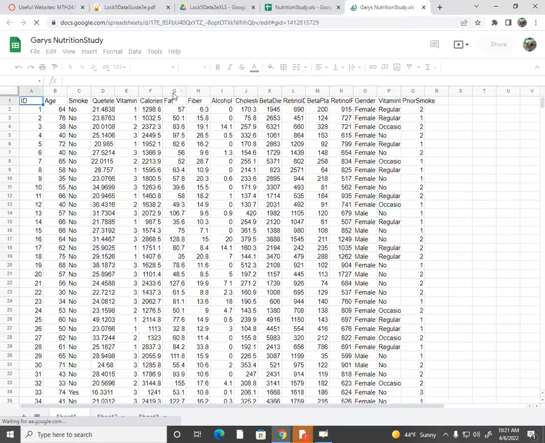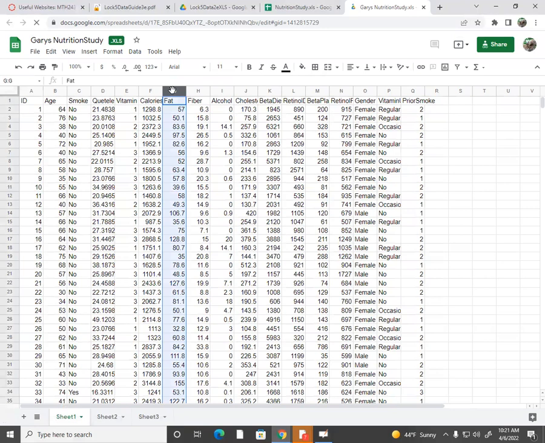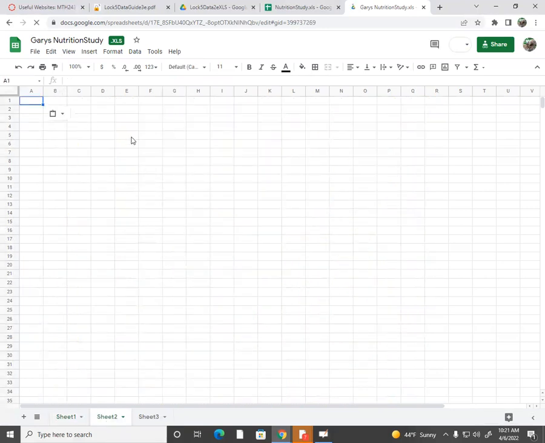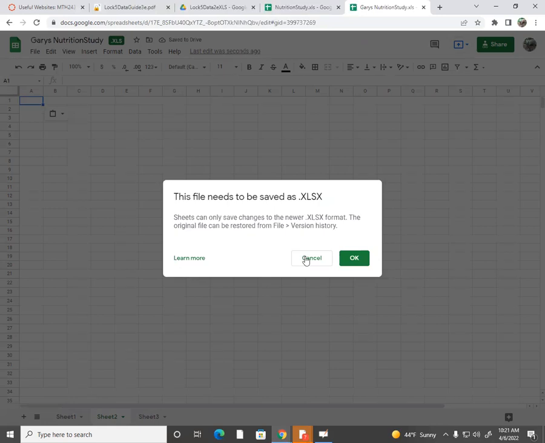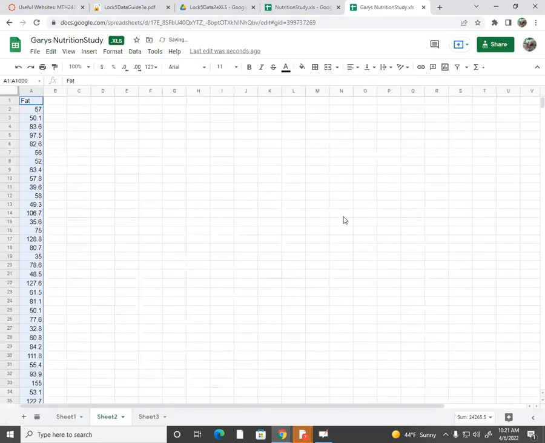All right, so I only want to look at fat. So I'm just going to put that on another tab by copying it, pasting it. Okay, there we go. Thank you. All right, so there it is. So next I want to get that into StatKey. Now, the format of the data matters in StatKey. And usually if you copy a column from a spreadsheet, it'll work in StatKey.